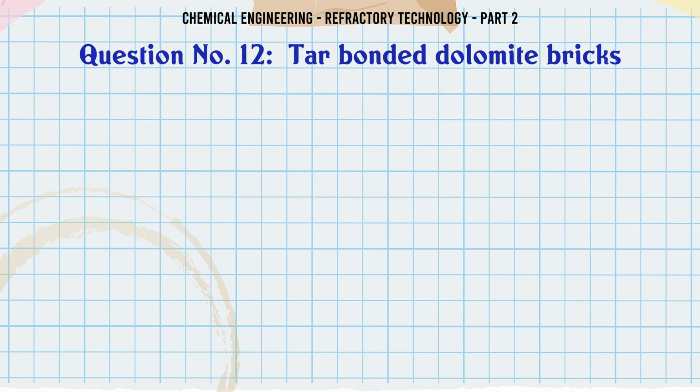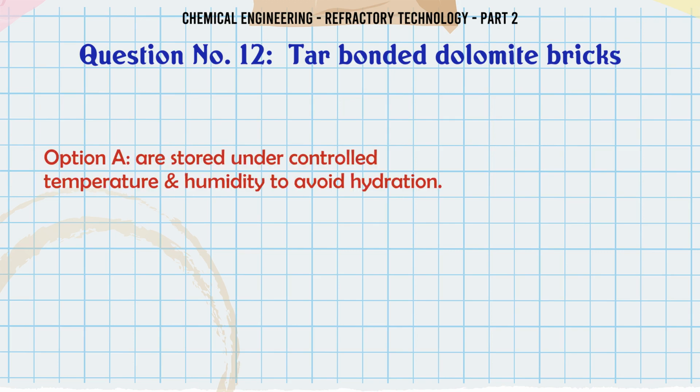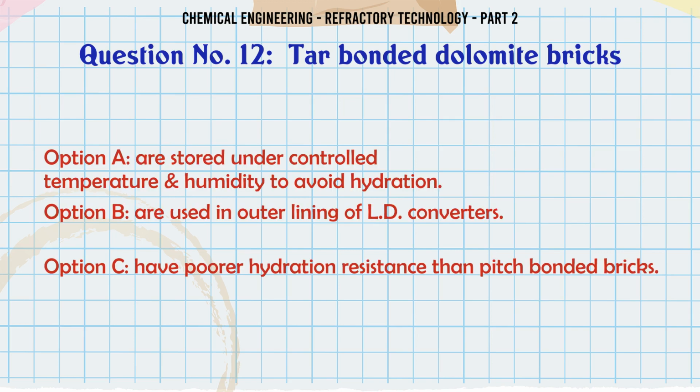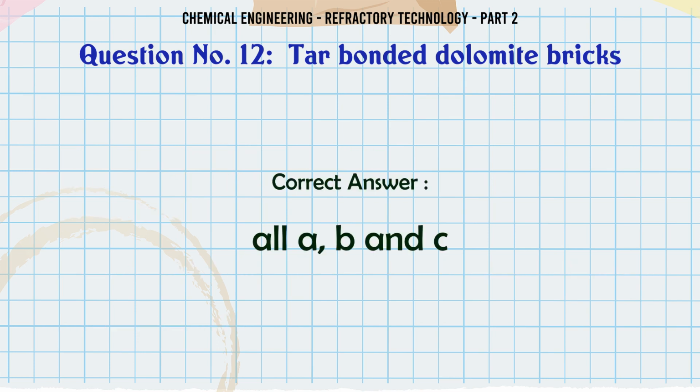Tar-bonded dolomite bricks: A. are stored under controlled temperature and humidity to avoid hydration. B. are used in outer lining of LD converters. C. have poorer hydration resistance than pitch-bonded bricks. D. All A, B, and C. The correct answer is all A, B, and C.